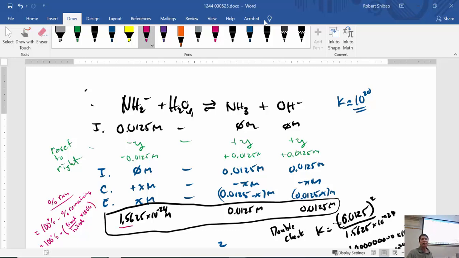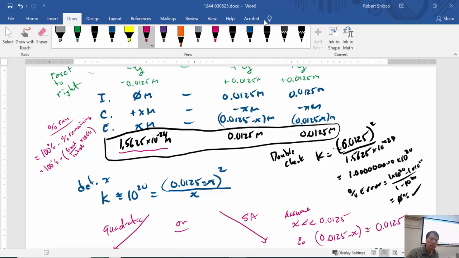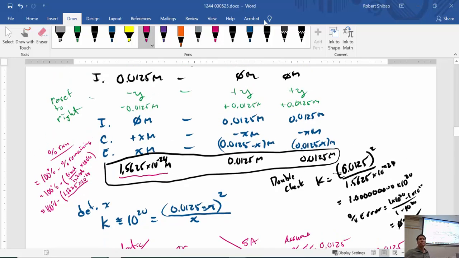Okay, so the final amount is 1.5625 times 10 to the minus 24. So this is going to be 100% minus, okay, the final amount is 1.5625 times 10 to the minus 24. What was the initial amount? Now this is tricky because we have two initial amounts. We have the initial amount before resetting and the initial amount after resetting. Which initial amount should we use?